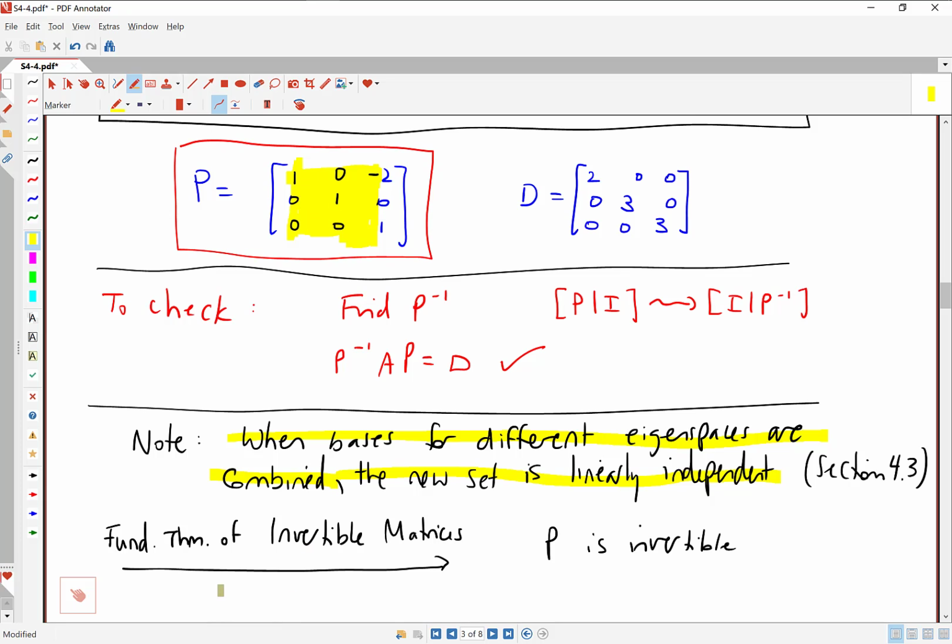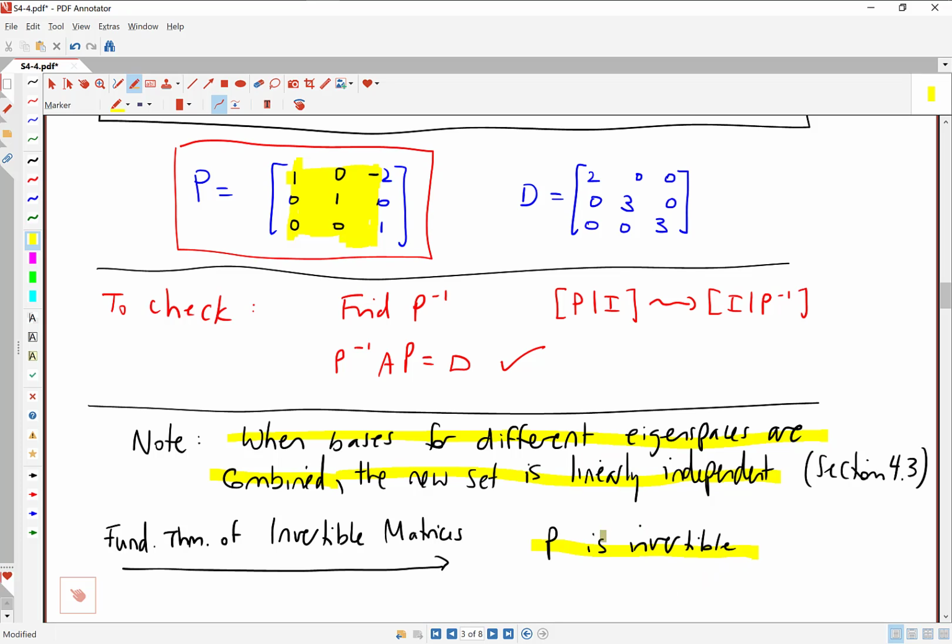The reason why we care about that is because if you then have a set of 3 linearly independent vectors in R3, the fundamental theorem of invertible matrices guarantees that that matrix P will be invertible.